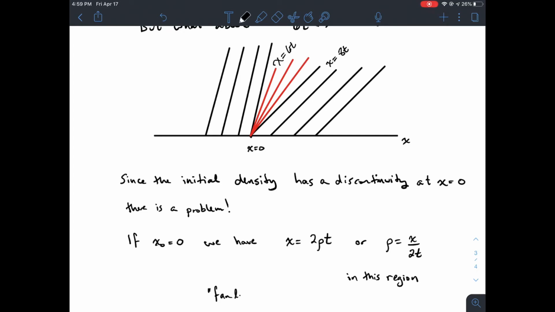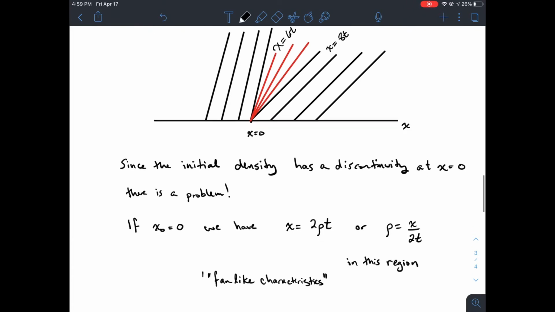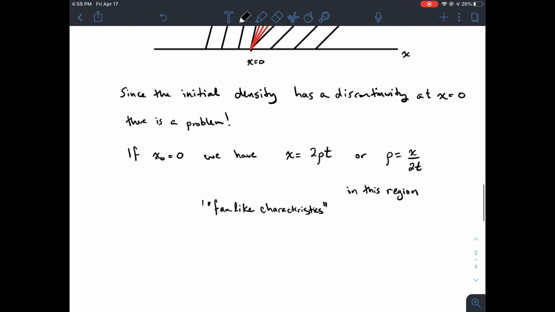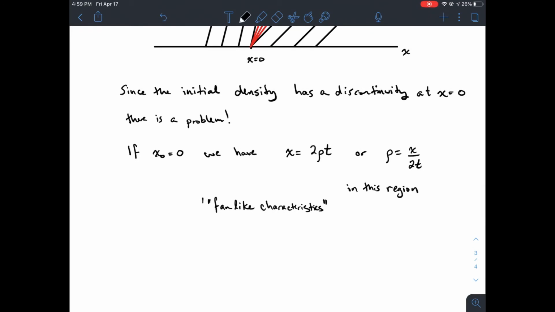If you want, your book also has a different picture of rho, like a three-dimensional picture with x and t on the plane and then rho in the z direction. So that's interesting kind of to look at that picture as well to get the idea of what the expansion wave looks like.